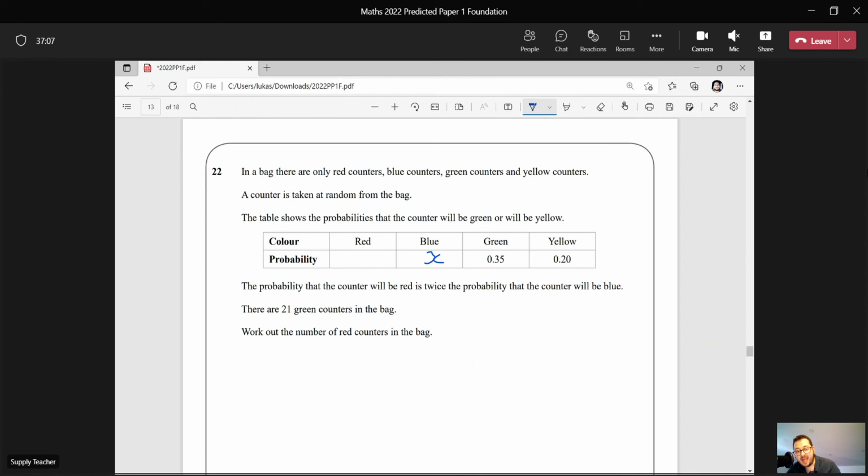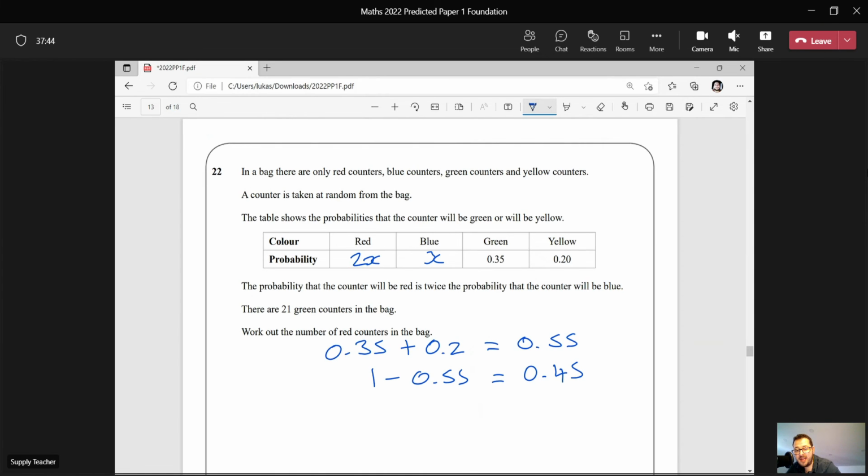All right, so if this blue is x, then red, it says the probability is twice, so that's going to be 2x. Okay, so we can figure that out in a minute. There are 21 green counters in the bag. Work out the number of red counters in the bag. Okay, so we need to figure out how many we've got left over. So probabilities add up to 1. So if we just look at green and yellow, that's 0.35 plus 0.2, and that equals 0.55. If we take that away from 1, you're going to be left with 0.45.